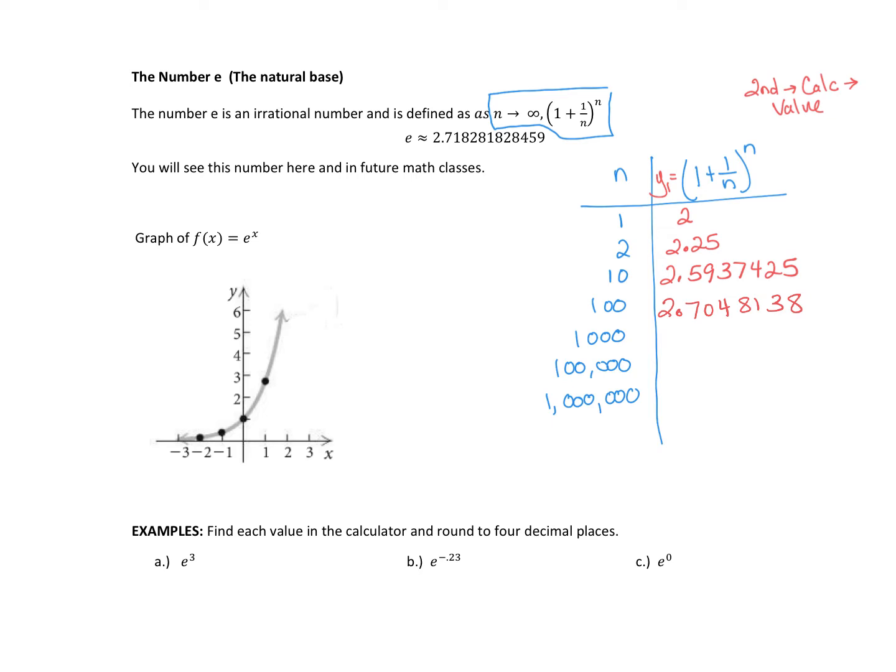Plugging in 100, we get 2.7048138. And you can see the change here. That's about 0.25. We're growing from 0.25 to 0.59, and so on. At 1,000, we get 2.7169239. At 100,000, 2.7182682. And at 1,000,000, which is a huge jump in the n value, we get 2.7182805.